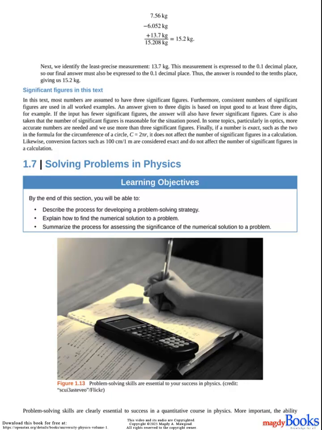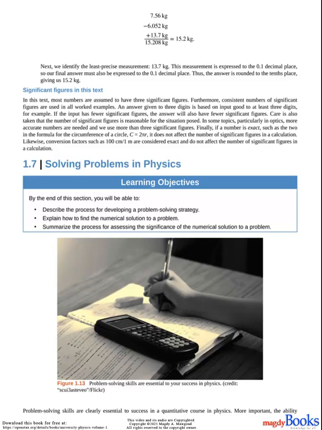C. Significant figures in this text. In this text, most numbers are assumed to have 3 significant figures. Furthermore, consistent numbers of significant figures are used in all worked examples. An answer given to 3 digits is based on input good to at least 3 digits, for example. If the input has fewer significant figures, the answer will also have fewer significant figures. Care is also taken that the number of significant figures is reasonable for the situation posed. In some topics, particularly in optics, more accurate numbers are needed and we use more than 3 significant figures.